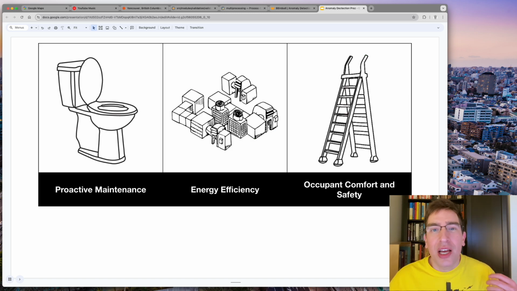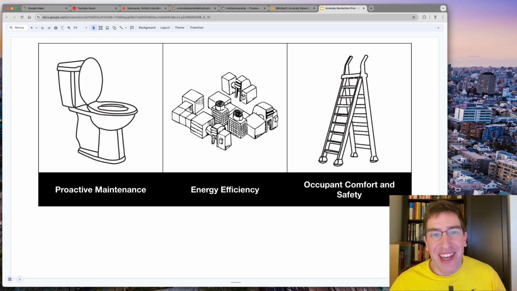Anomaly detection in building focuses on these three key areas. First, proactive maintenance. Accurate anomaly detection in building time series data enables early identification of equipment malfunctions or inefficiencies. This allows for proactive maintenance actions. This helps minimize downtime, reduce repair costs, and extends equipment lifespan.